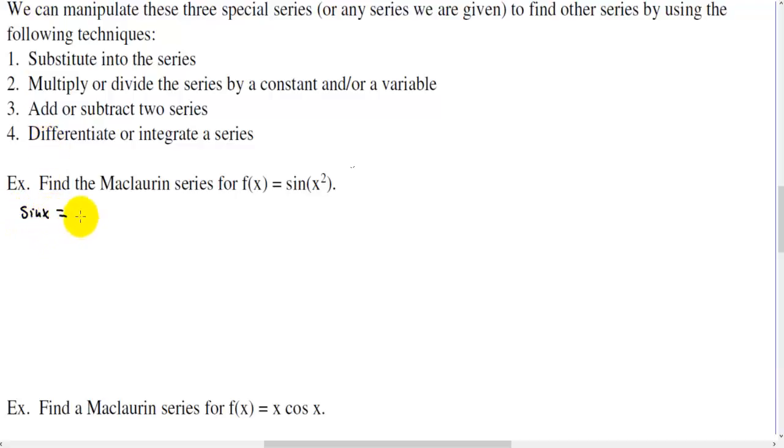So sine of x is equal to, this is an odd function, so we're going to have x to the first minus x to the third over 3 factorial, plus x to the fifth over 5 factorial, minus x to the seventh over 7 factorial, and so on. Well, now plugging x squared in for x is a replacement. So we have sine of x squared is equal to x squared minus x squared to the third. So when we plug x squared into x to the third, we get x to the sixth.